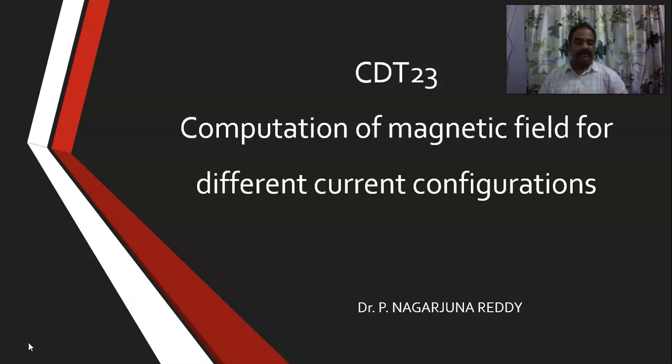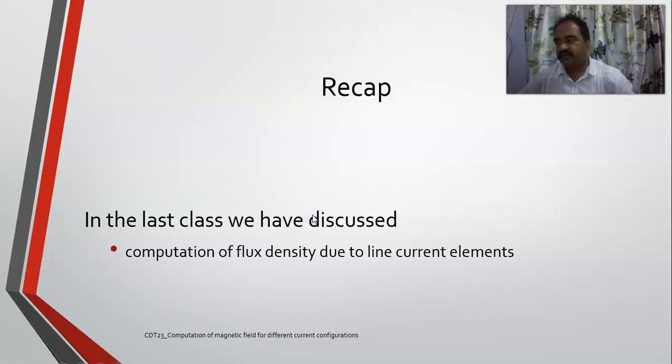Today also we will continue the same topic of computation of magnetic field intensity for different current configurations. In the last lecture also we have tried to compute flux density and field intensity due to different line current elements, and we will solve some more problems today.